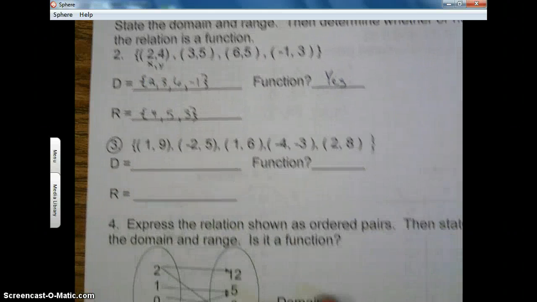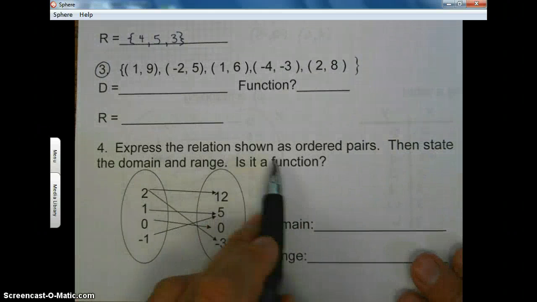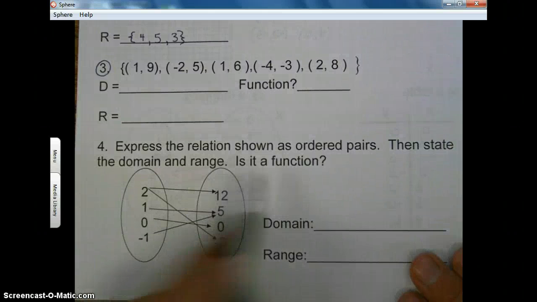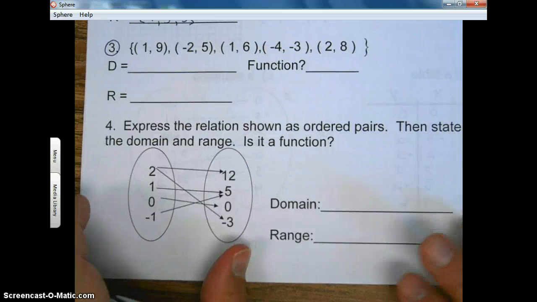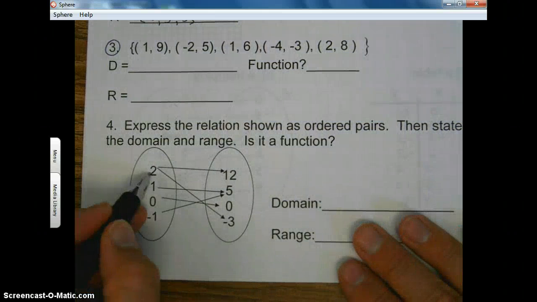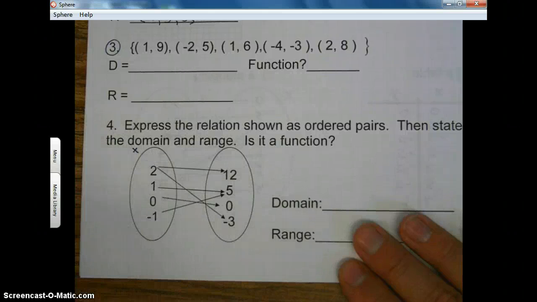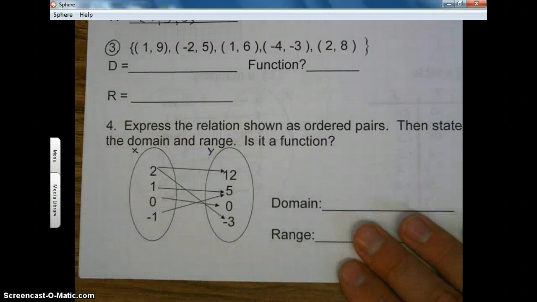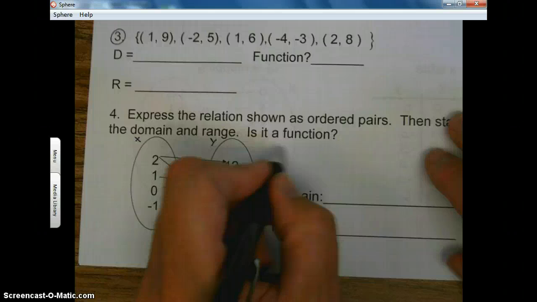Okay, let's take a look at number 4. Express the relation shown in ordered pairs. Then state the domain and range. Is it a function? Okay, so let's write the ordered pairs here. Remember, our first oval, these are our x values. Our second oval is our y values. So starting off with 2, let's go ahead and write these over here.